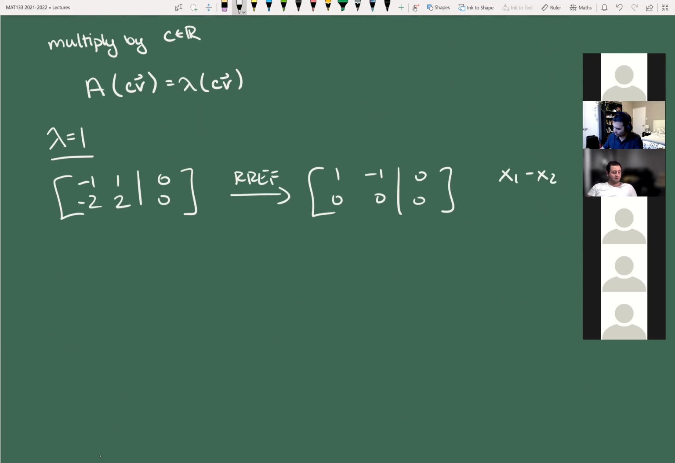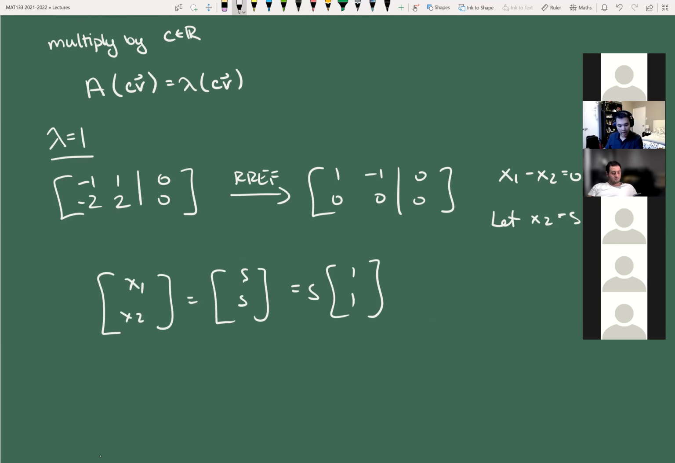Again, that would give me x1 minus x2 equals 0. We'd say let x2 be equal to s. So we get (x1, x2) is equal to (s, s), which is s times (1, 1). And in this case, this is what we found, the (1, 1) vector. But again, any multiple of this would have worked as well. So (2, 2), (3, 3), (pi, pi), (-5, -5), any scalar multiple of this vector, except for 0, don't multiply by 0, but any scalar multiple of that would work.